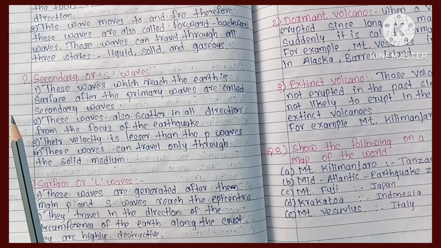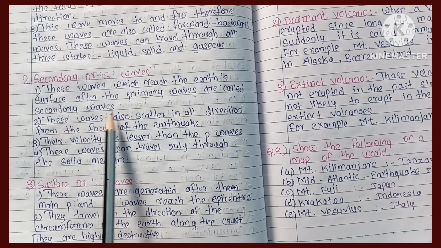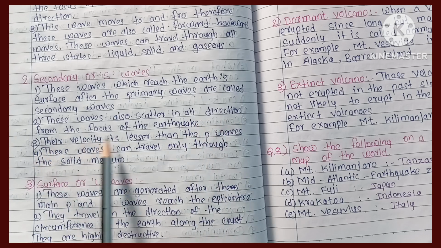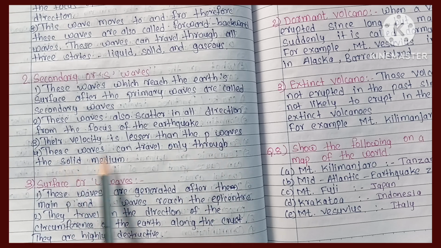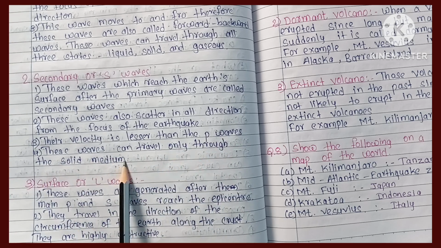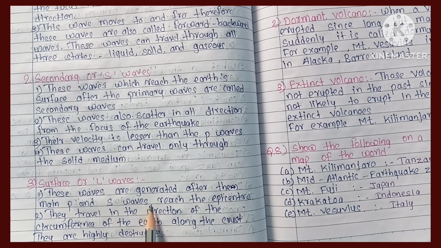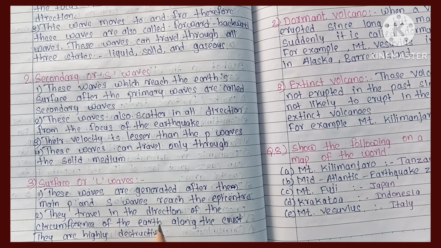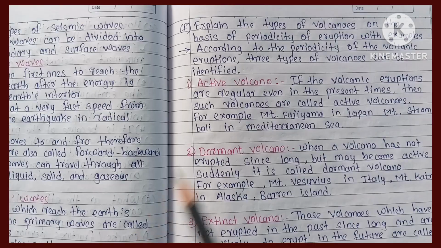Secondary or S waves. These waves which reach the Earth's surface after the primary waves are called secondary waves. These waves are also scattered in all directions from the focus of the earthquake. Their velocity is lesser than the P waves. These waves can travel only through the solid medium. Surface or L waves. These waves are generated after the main P and S waves reach the epicenter. They travel in the direction of the circumference of the Earth along the crust. They are highly destructive.